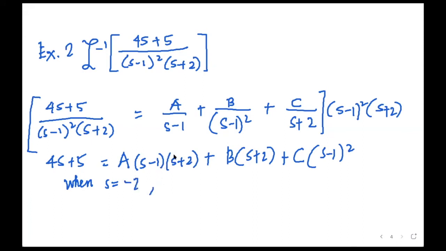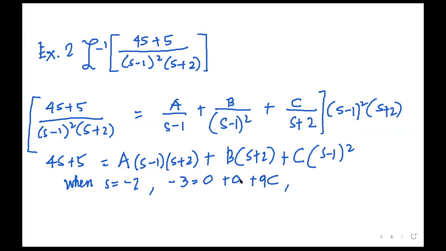Right? So negative 2 times 4 is negative 8. Negative 8 plus 5 is negative 3. So ito yung nasa left-hand side ng equation mo. First term is 0. Second term is 0. So negative 2 minus 1 is negative 3. Negative 3 squared is positive 9. So this will be plus 9c.